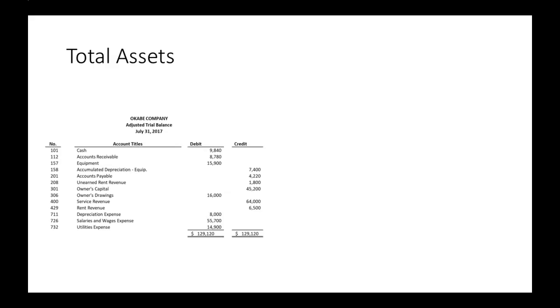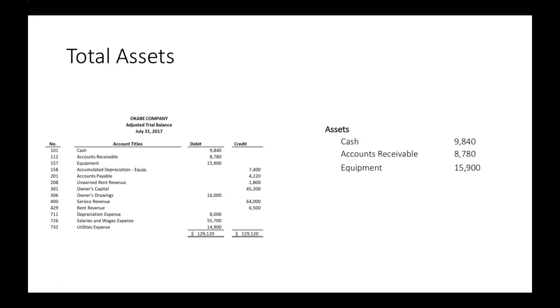Then we can go through and find our total assets. So our total assets, the best way to do this is to take a look at your adjusted trial balance and just figure out which of these accounts are assets. So we just talked about, while preparing a trial balance, your assets are listed first, right? So we go to the top of our adjusted trial balance here and we see that we have cash. Well, cash is an asset. Accounts receivable, that's another asset.